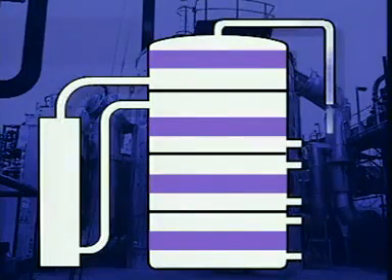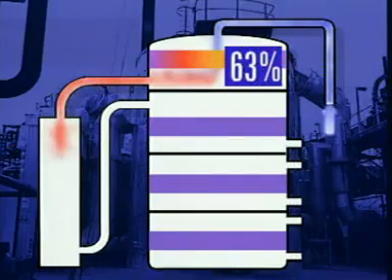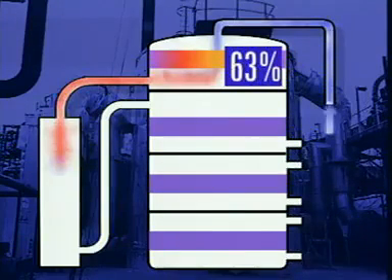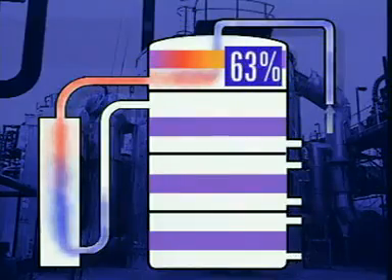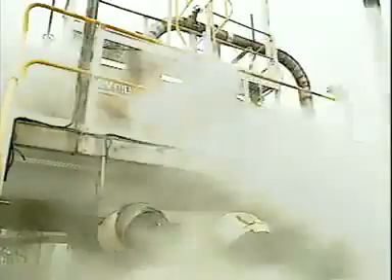The first catalyst bed converts about 63% of the sulfur dioxide to sulfur trioxide, and heat is produced. The gas stream is cooled before it passes to the next catalyst bed. Hot gas superheats steam from the furnace boiler.